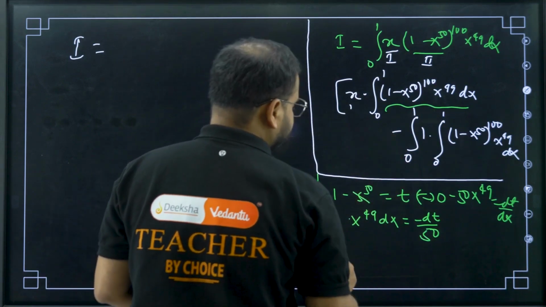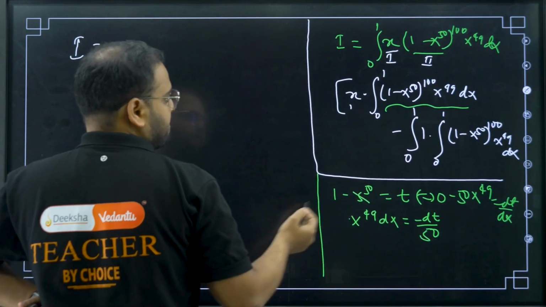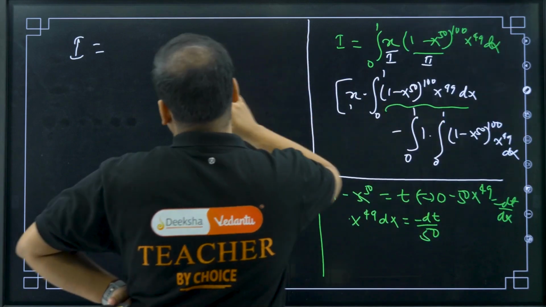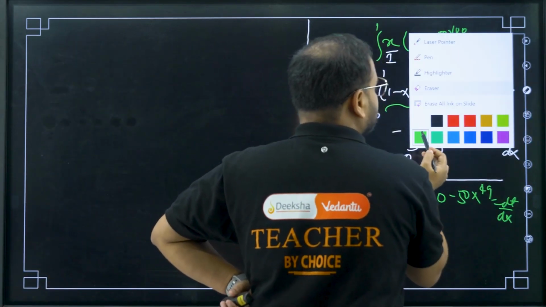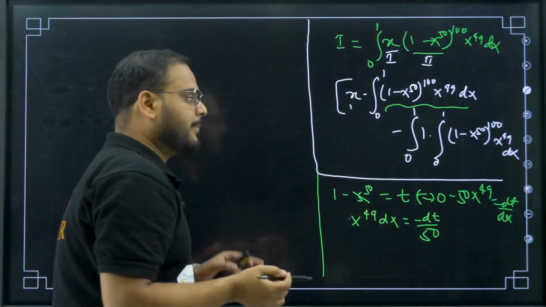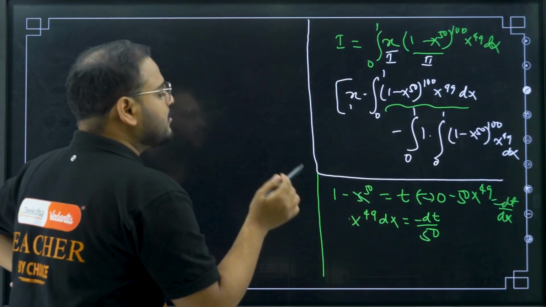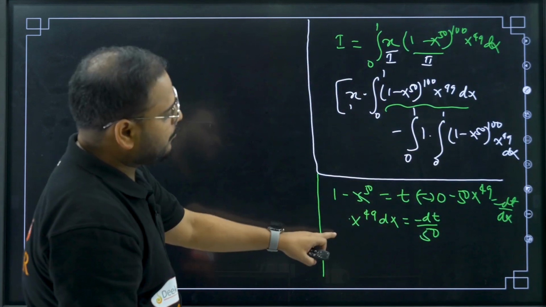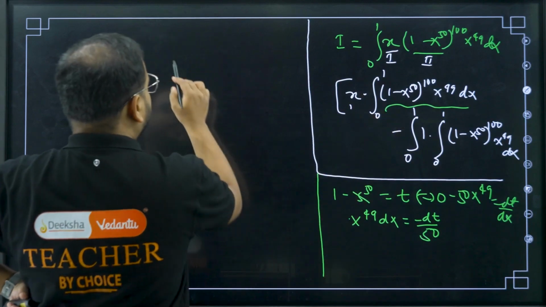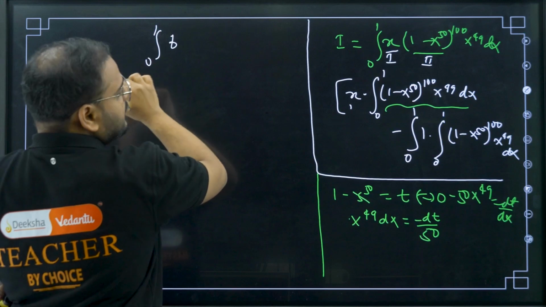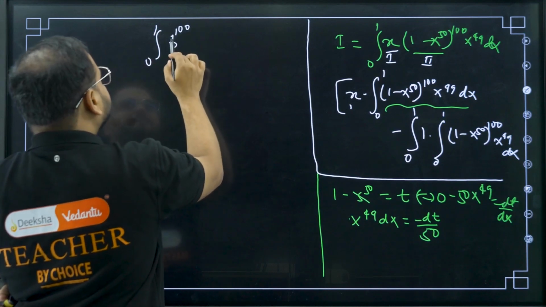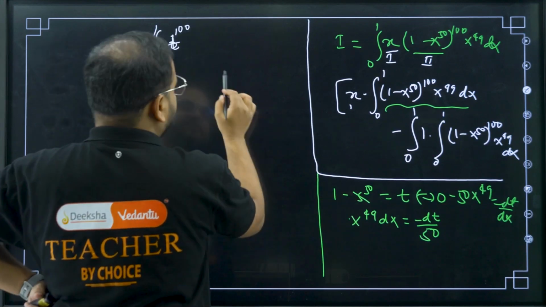So if I do that, I'll get what? Just be careful, this is a good question and will take some time because in the same question we are revising multiple concepts. By parts we are using, and exponential functions also, so multiple concepts are there. So put it here: integration from 0 to 1, what is this? Please check. This is simply t power 100, and this is minus dt by 50.